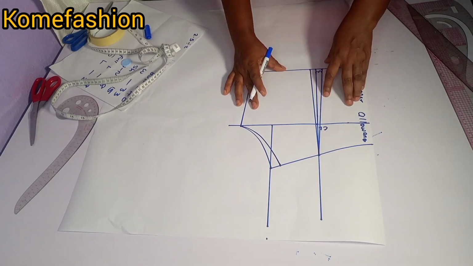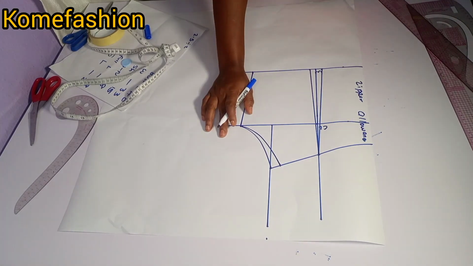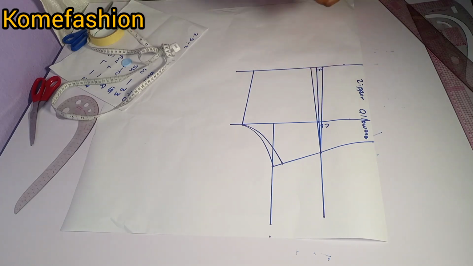Now you should know that we've not added seam allowance to both the front and back. So like this, now the back pattern is done. I'll go ahead and cut.